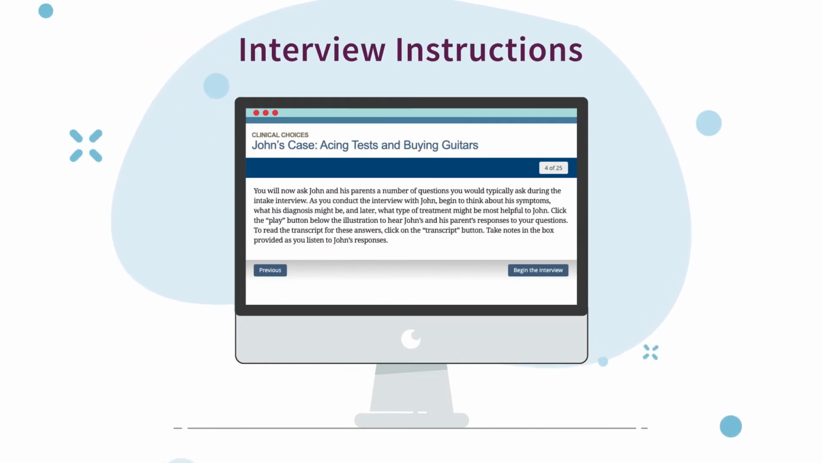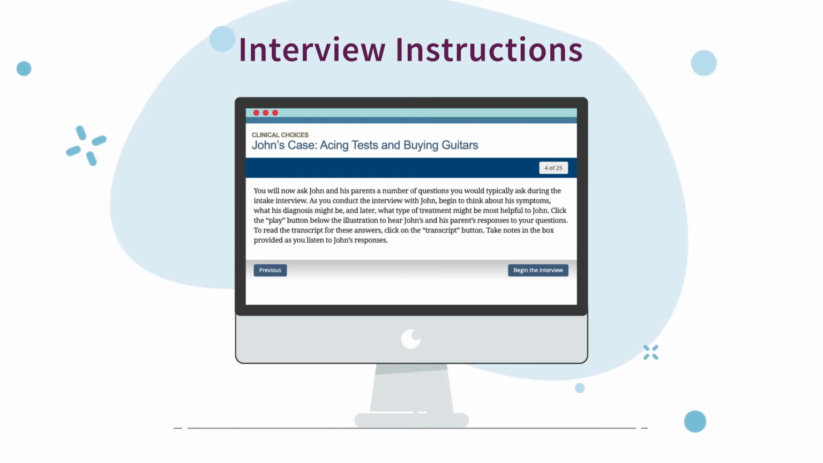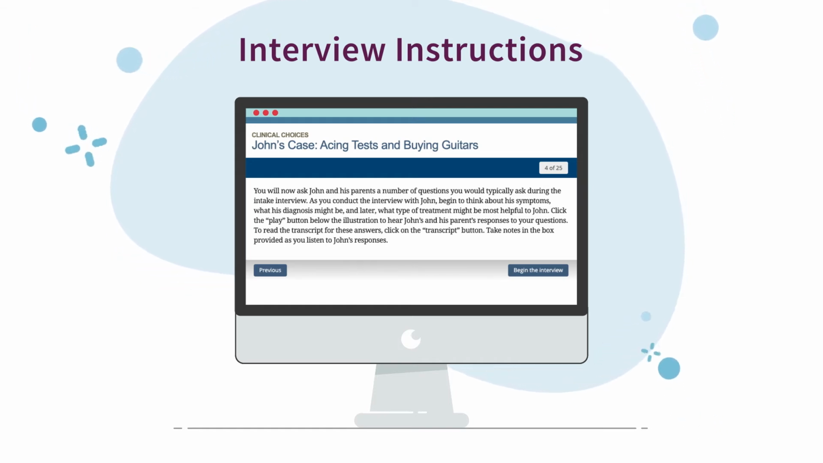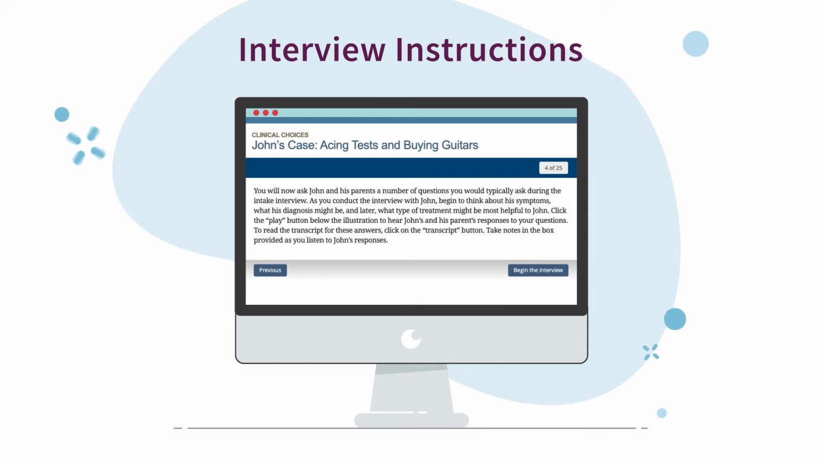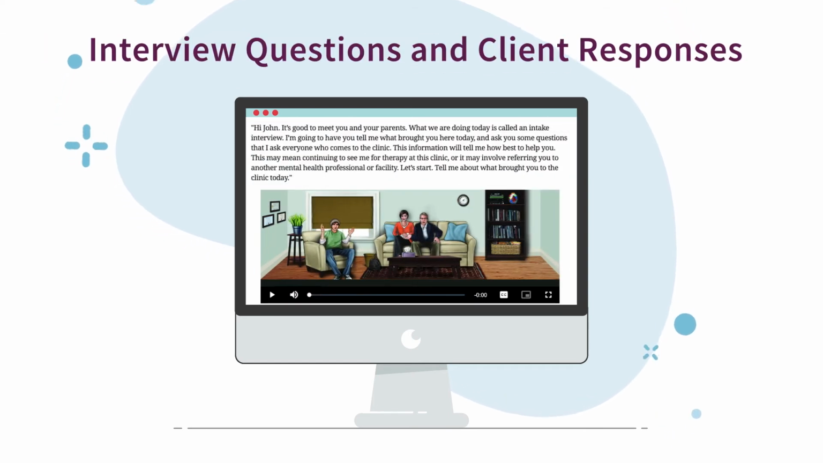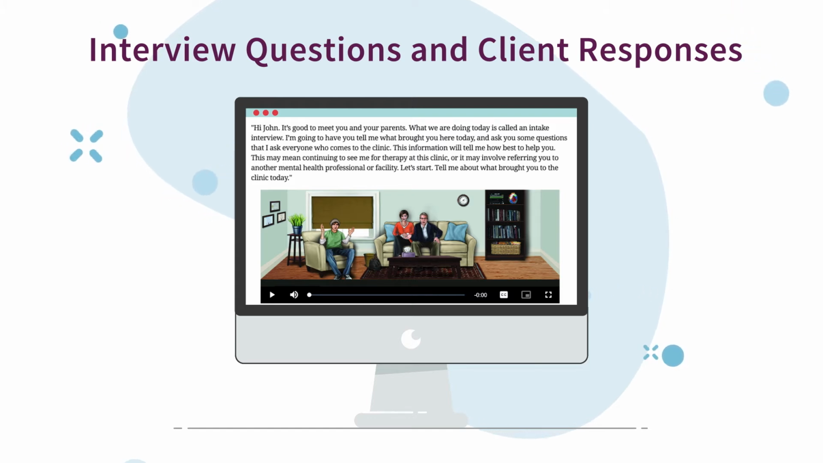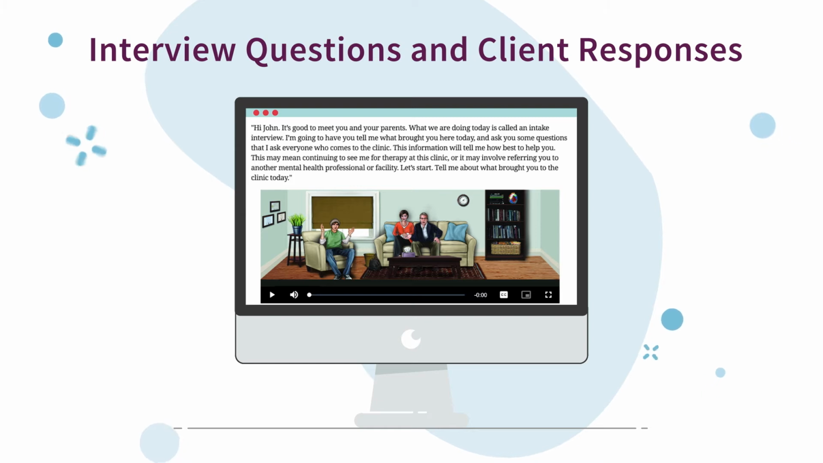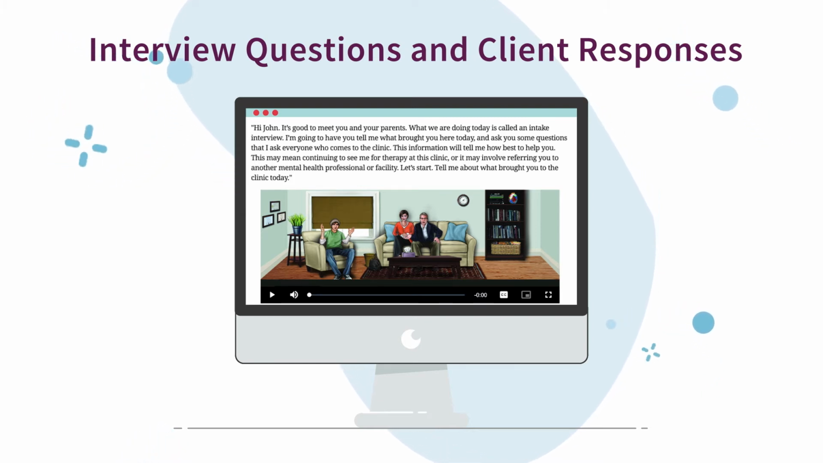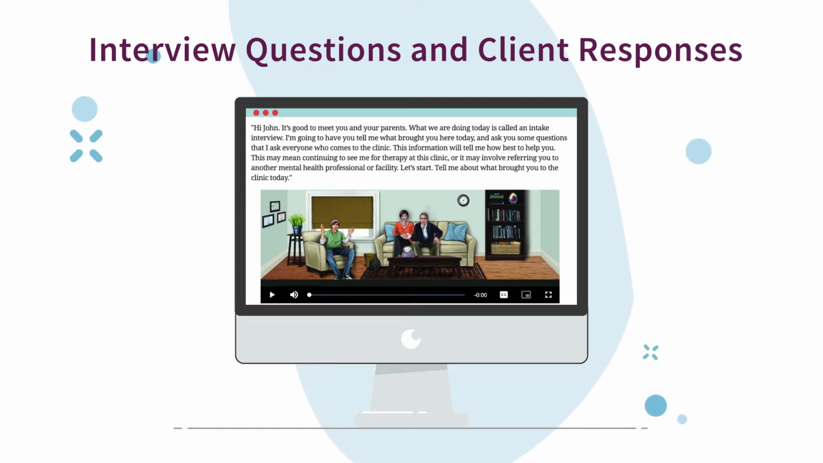In the interview instructions phase of the activity, students receive logistical instructions on how to complete the activities. The interview questions and client responses put students in the role of the clinical psychologist performing an intake interview with a client during their initial meeting. Client responses, which are played using the media buttons at the bottom of the illustration, are recorded by voice actors and accompanied by illustrations depicting what the client's and the clinical psychologist's office might look like.